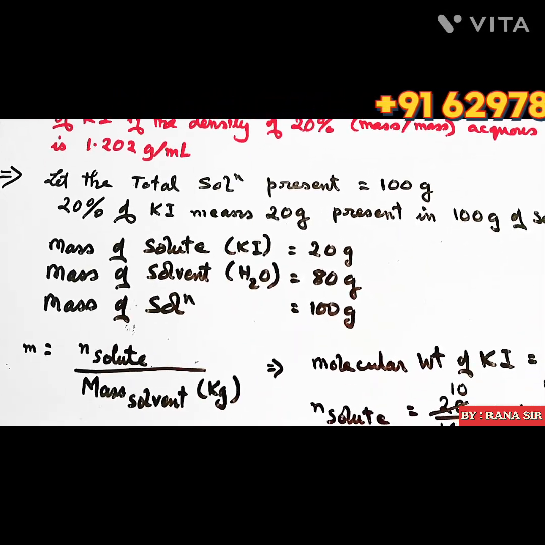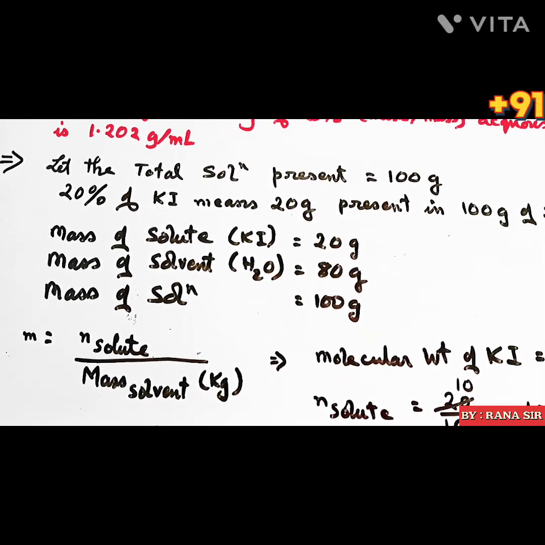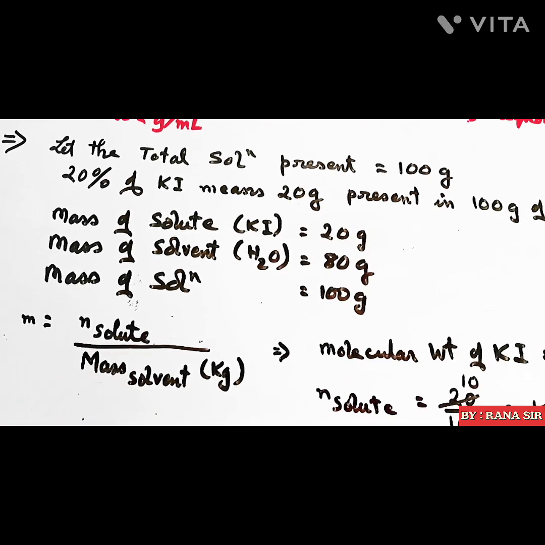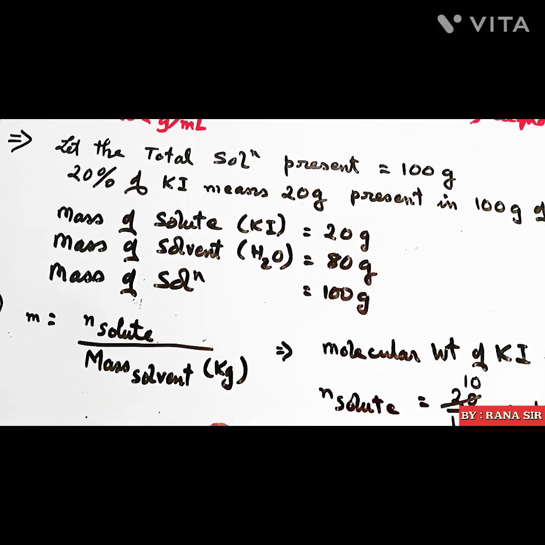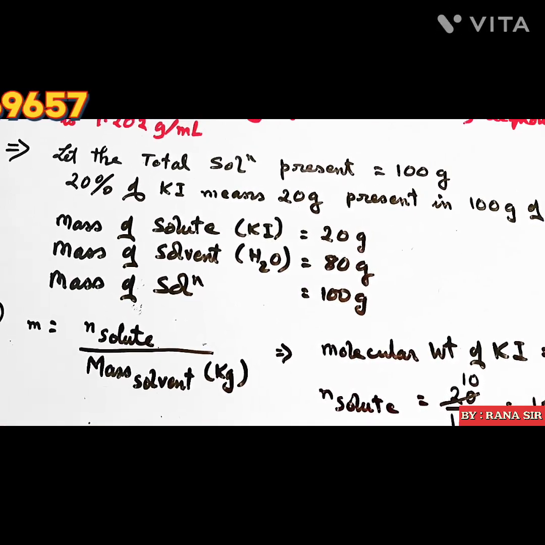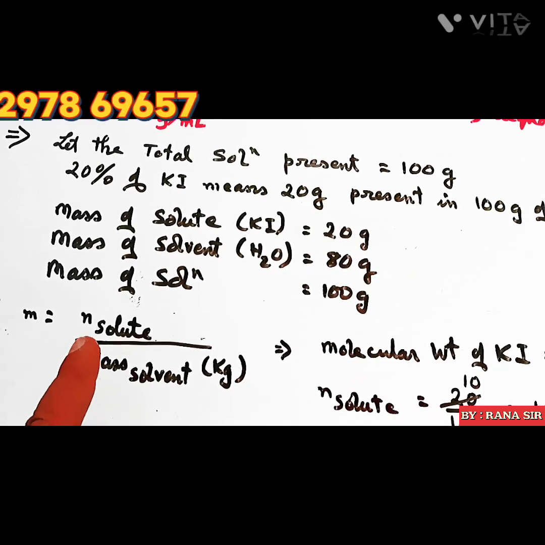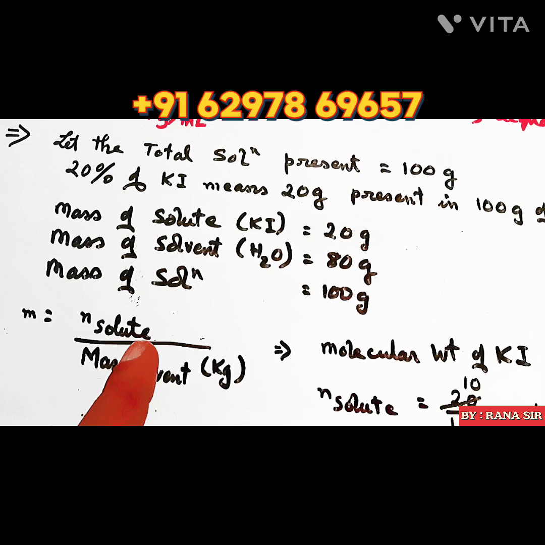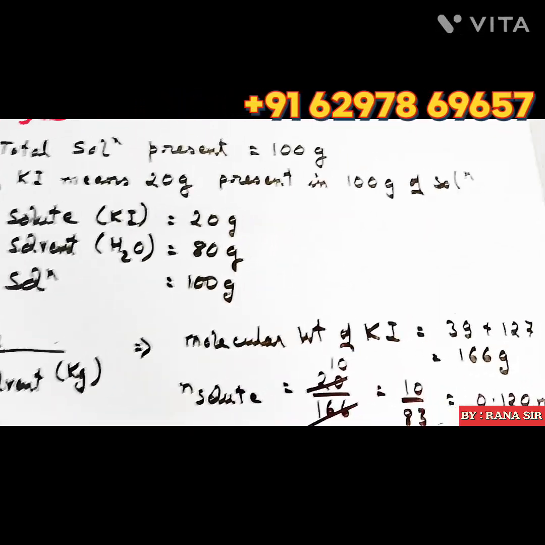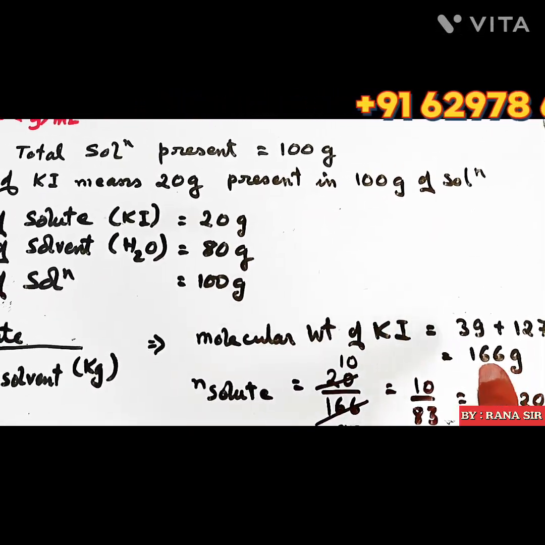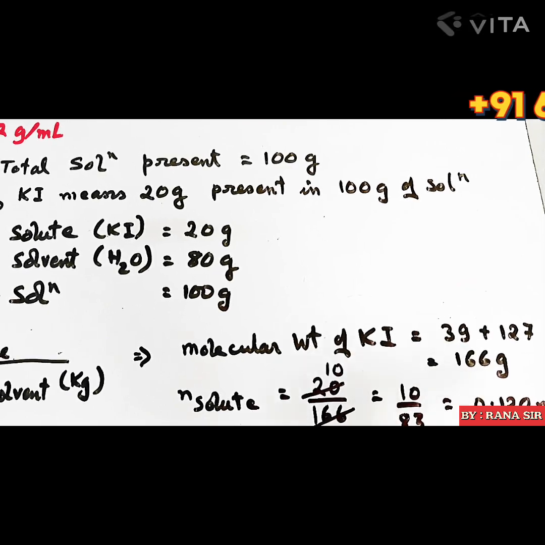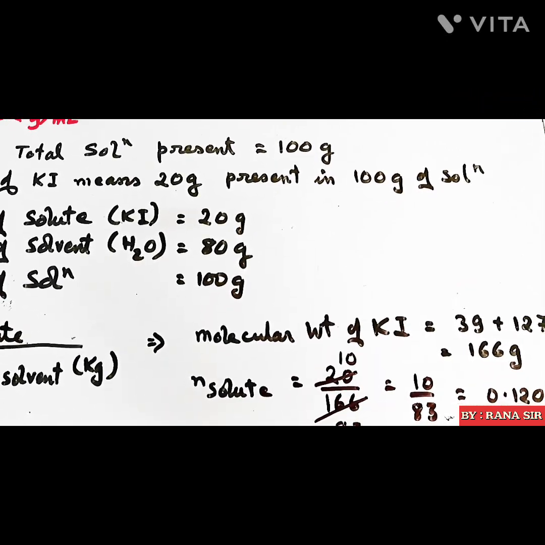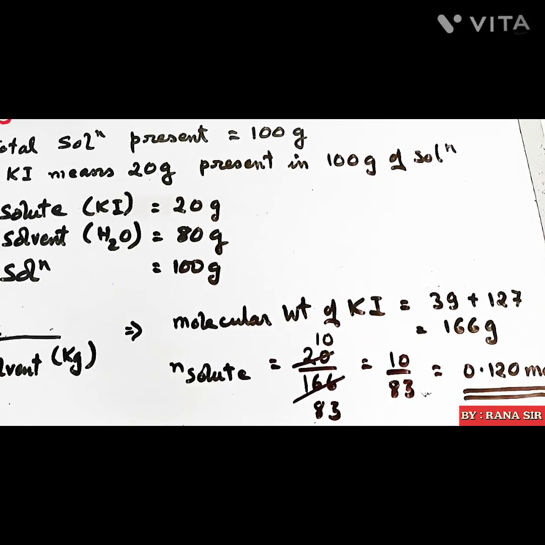Okay, now we have to find molality. What is molality? Number of moles of solute by mass of solvent in kg. So first we have the given mass, but we have to find the molecular mass of KI. So molecular mass of KI, K is 39 and I is 127. So we add up 39 plus 127 is 166 gram. This is the molecular weight of KI.